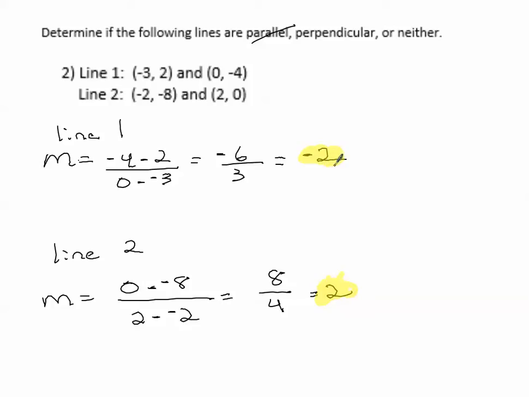We just have the same number. We have 2 and 2. We would need 1 over 2. So they're not perpendicular, so that means they are neither. The lines are neither parallel nor perpendicular. Okay, so we're comparing the slopes so that we can say something about those two lines.